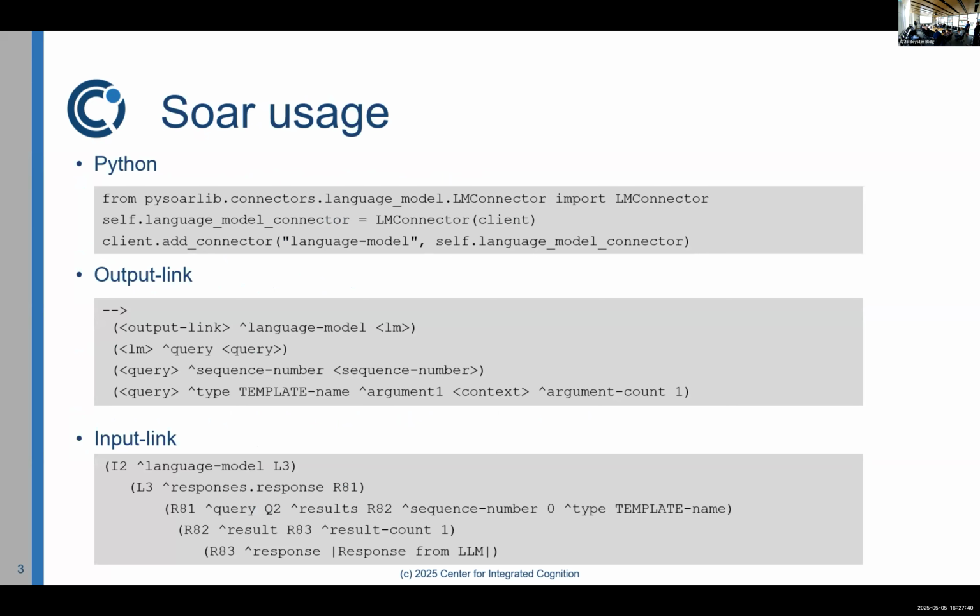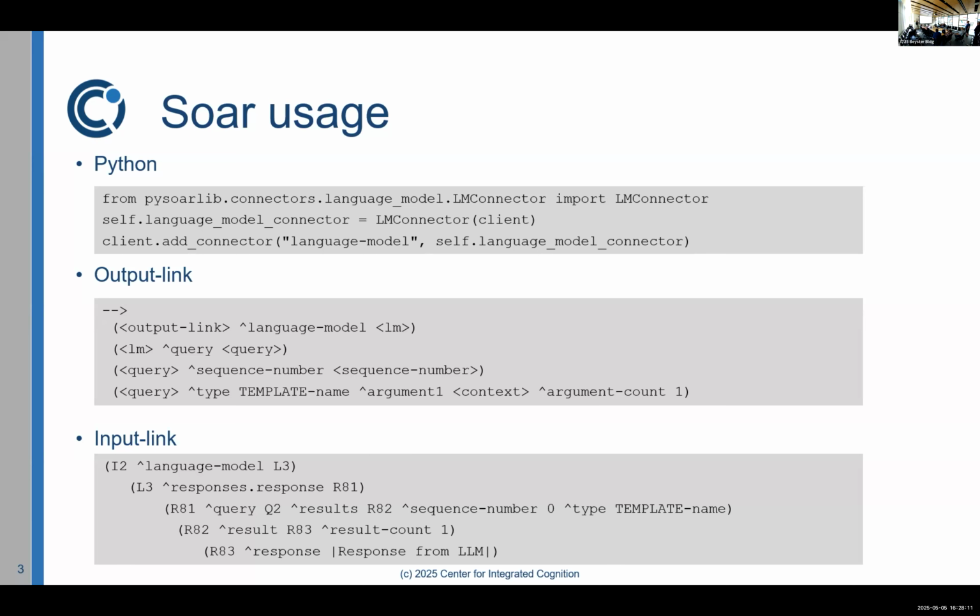And so for the Soar usage, on the Python side, it's pretty simple. You just need to import the language model connector and then add it to the Soar client. And if you haven't used Pysoarlib, there's a README, so I'd look into more information there. In terms of using it on the output link, you just put language model on the query, a sequence number, which just helps you keep track of which language model query you have, the name of a template that you're using, and I'll go into that shortly, and arguments. And this can be any number of arguments based off your template.